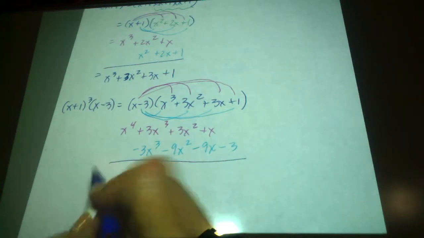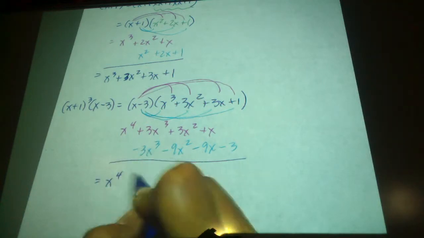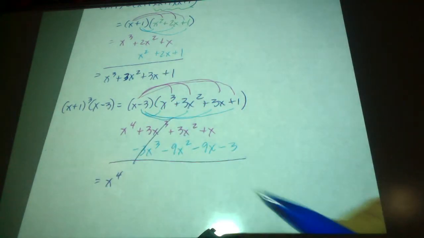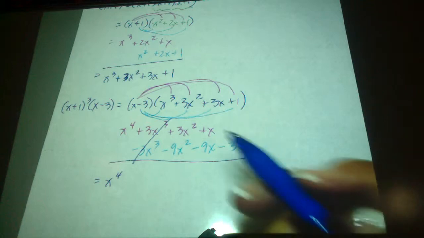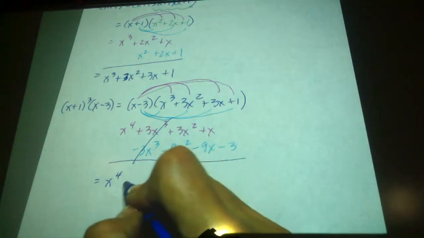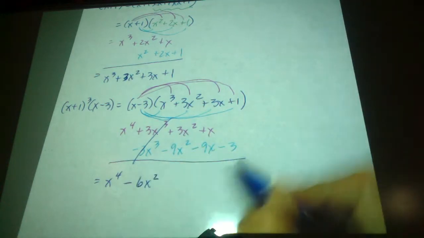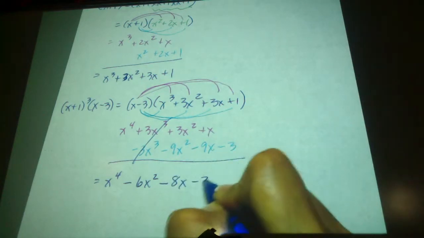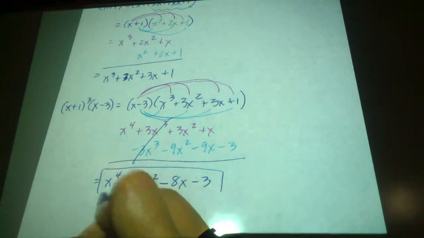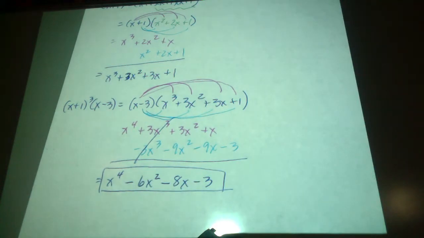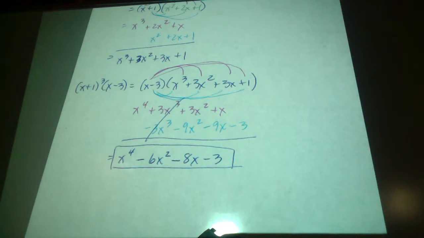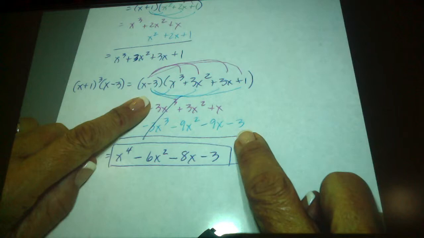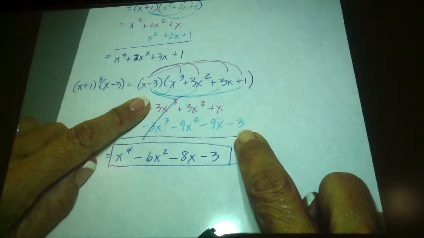Now collect like terms. We get x to the 4th. The x cubes actually cancel out because they're opposite signs. Positive 3 and a negative 9 is a negative 6x squared. Positive 1 and a negative 9 is a negative 8x, minus 3. Did we get a polynomial that's x to the 4th? The 1 was multiplied to the negative 3. Okay.